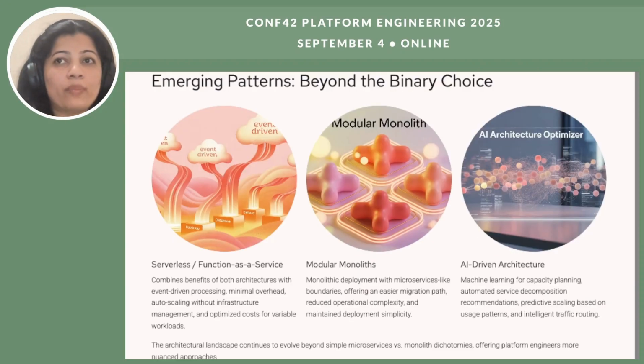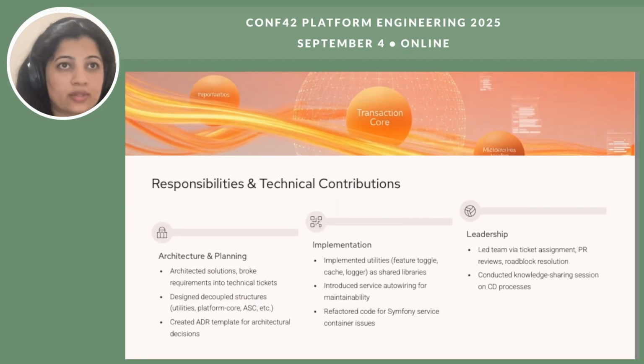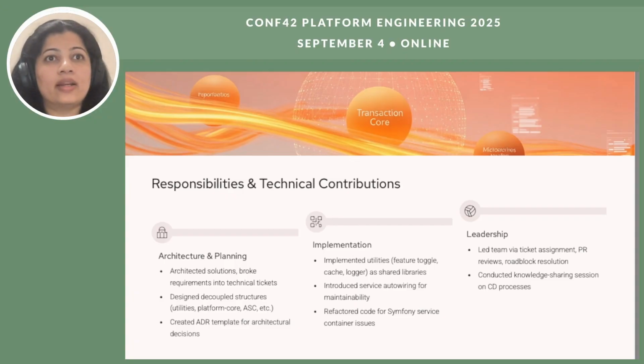And what made this possible? Three things. One is architecture and planning: breaking requirements into clear technical tickets, designing decoupled structures, and then documenting those decisions. Then the implementation itself, where we built shared utilities like feature toggles, cache, and logging, and fixed deep framework issues. And leading through code reviews, resolving blockers for the team, and knowledge sharing.